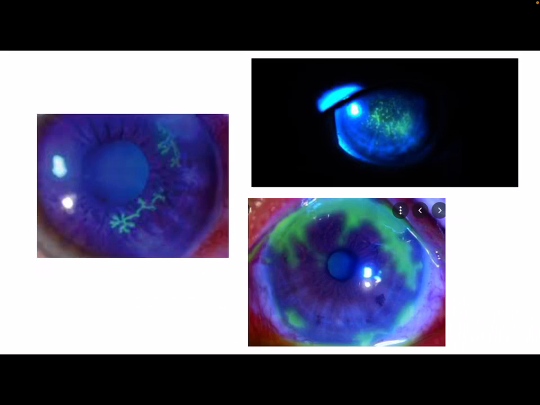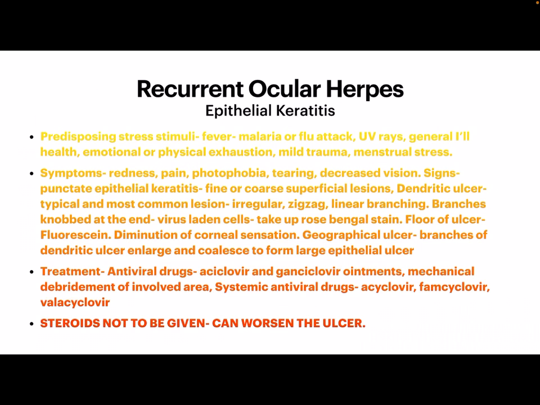Okay. So, these dots, that is the punctate epithelial keratitis. Then this punctate epithelial keratitis, they'll coalesce together to form a dendritic ulcer. This is the most common lesion. Usually the patient will present to you with this. It is irregular, zigzag, linear branching, and the branches are knobbed at the ends, and this knobbed end will have a lot of virus laden cells.